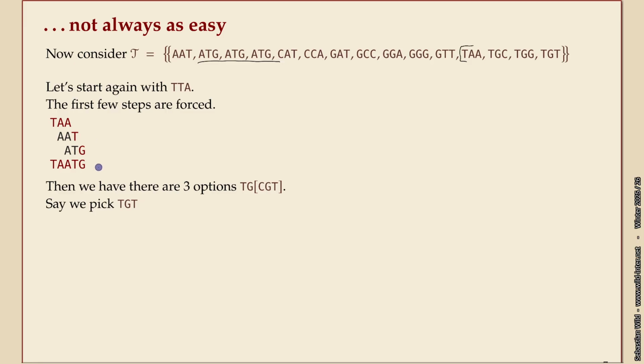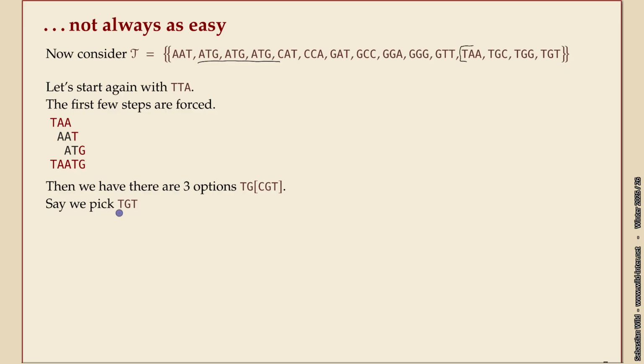So far, there was no choice, really. But for the next step, there are several things that start with AT, but they're duplicates. But for the next one, the TG, you have options, 3 options. And now it's not clear which one we should take. And it's also clear that not all 3 will be correct.